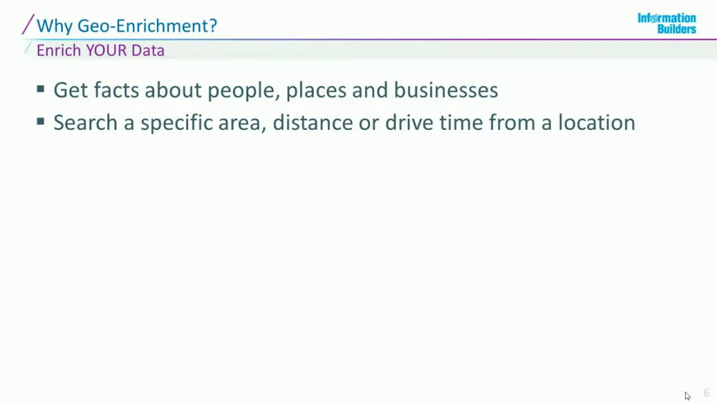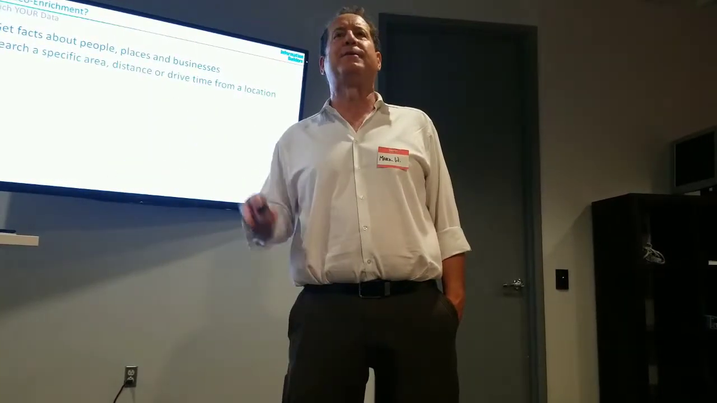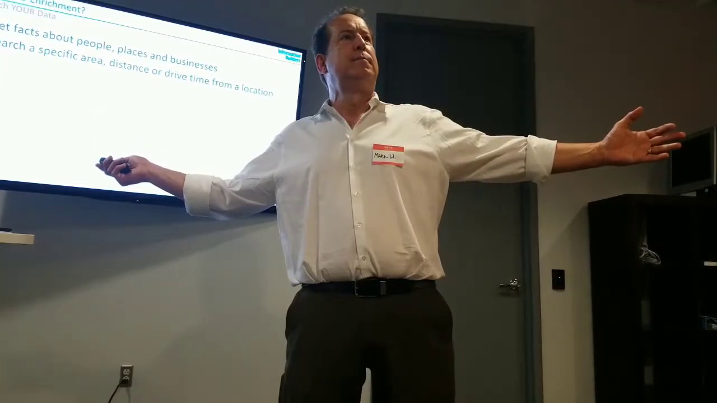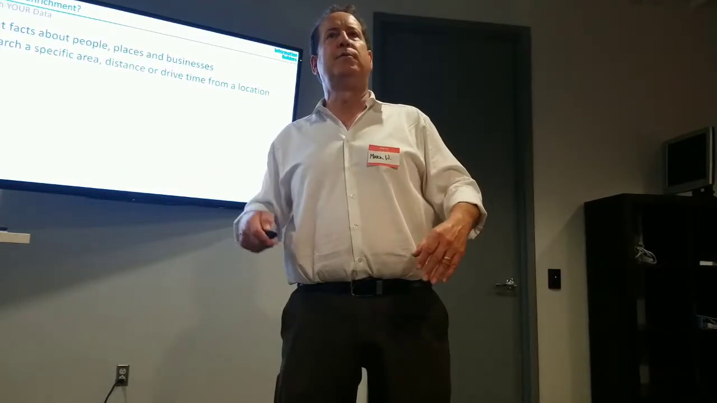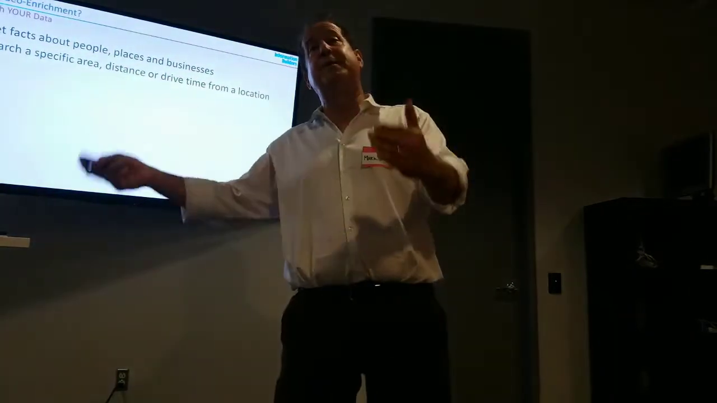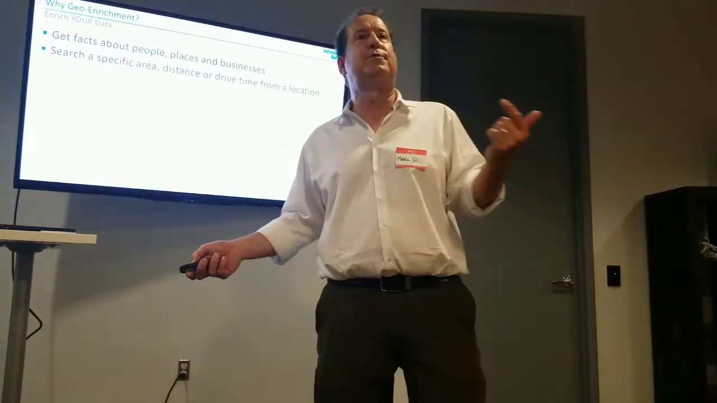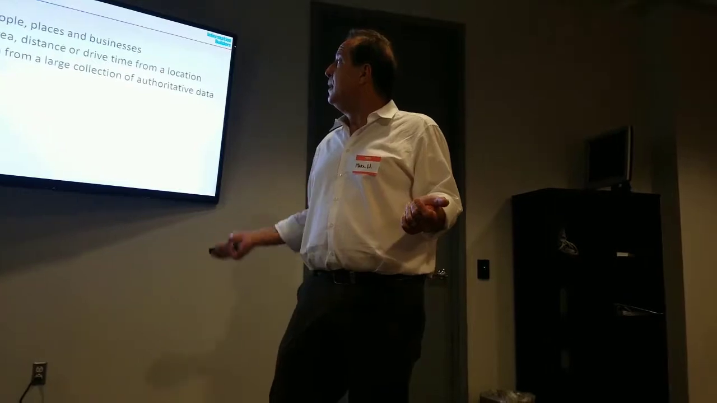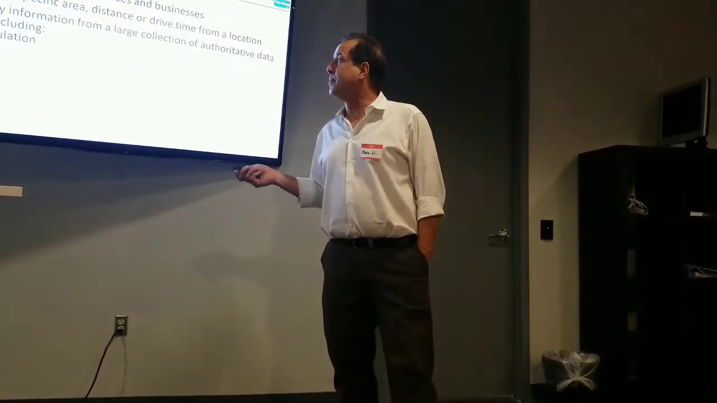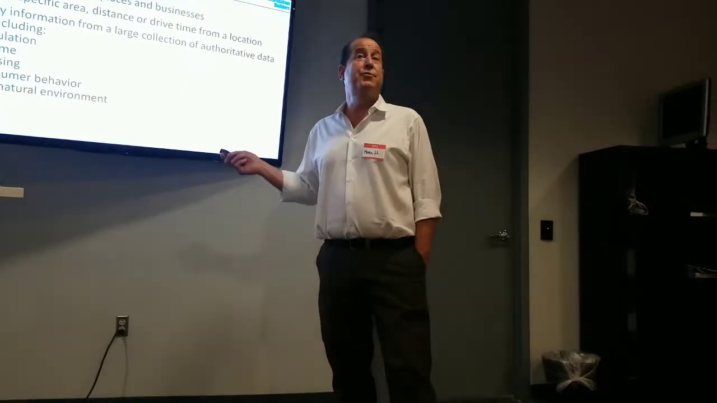So if I've got a physical store or a physical plant or factory or whatever it might be, and I want to know within a 5-mile radius, what's the population look like? Or within a 15-minute drive from this store, right? How many people fit into a demographic where they might be customers? So these are questions that you can ask when you start to look at demographic data. So you can pull information from, as it says, these large data sets for things like population, income, housing, consumer behavior, and the natural environment.